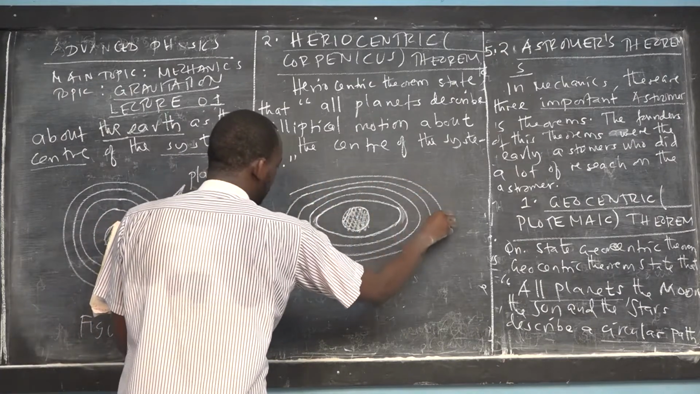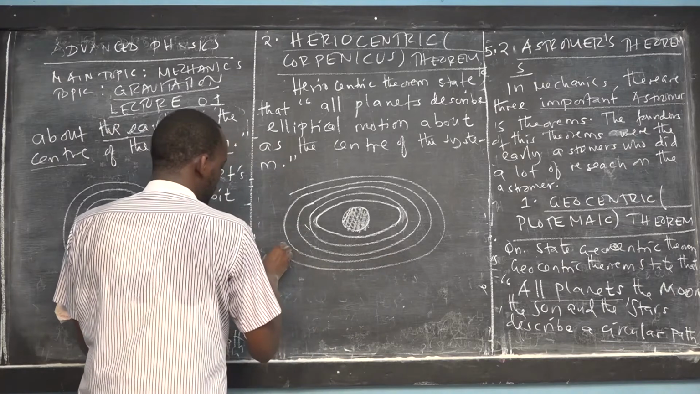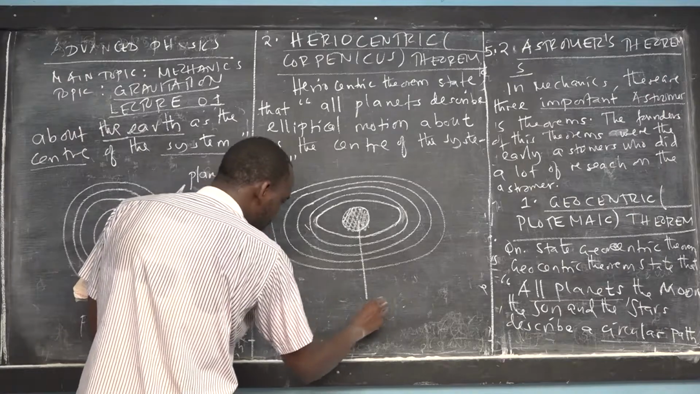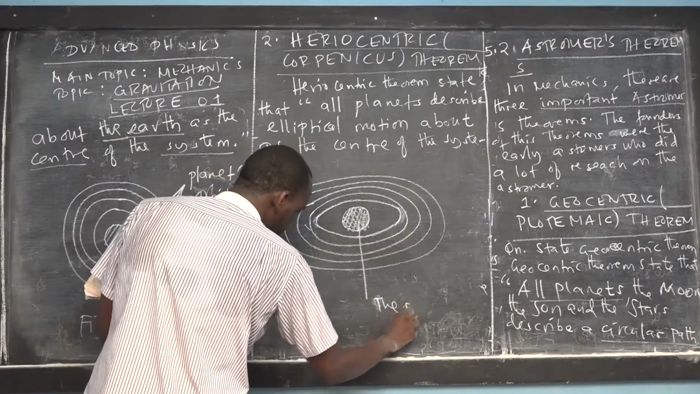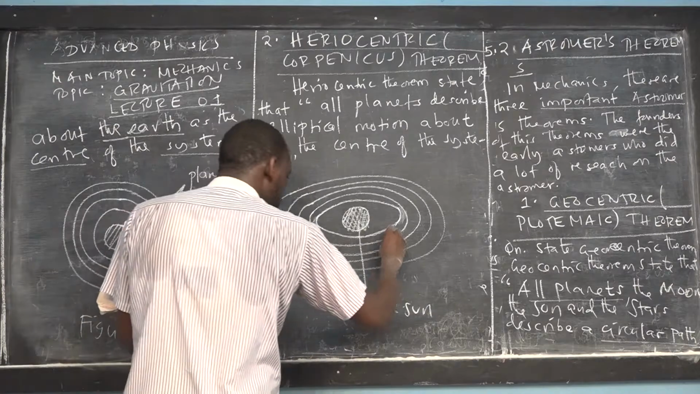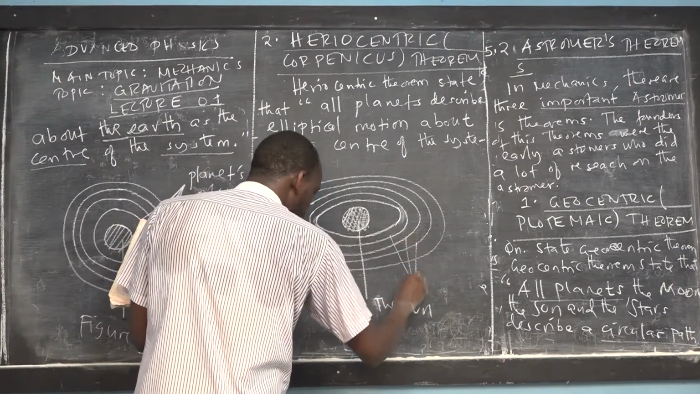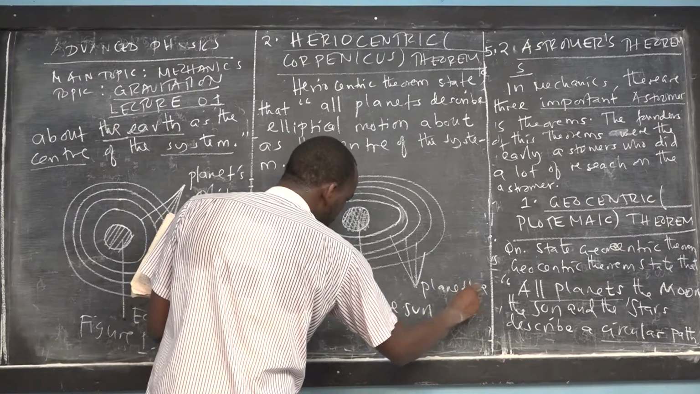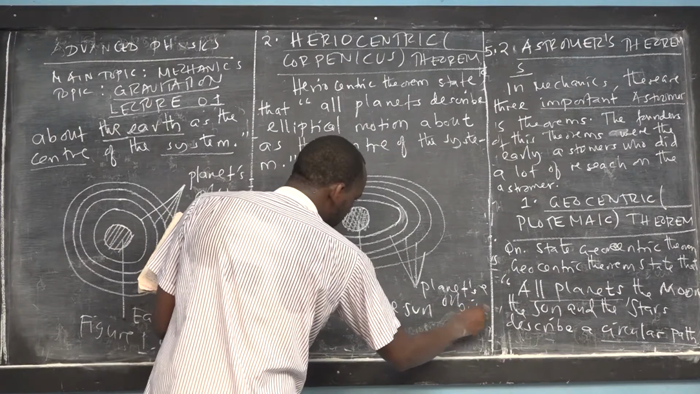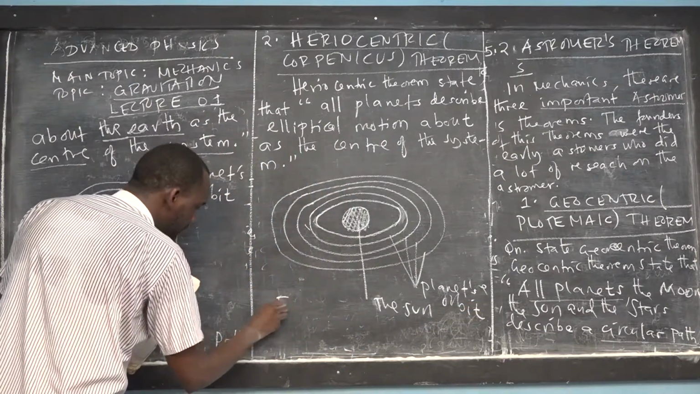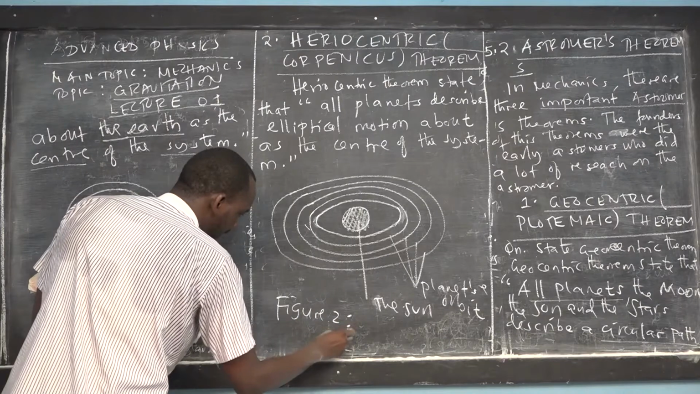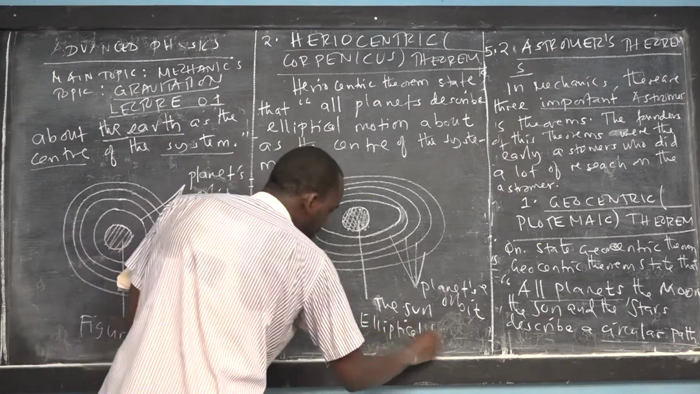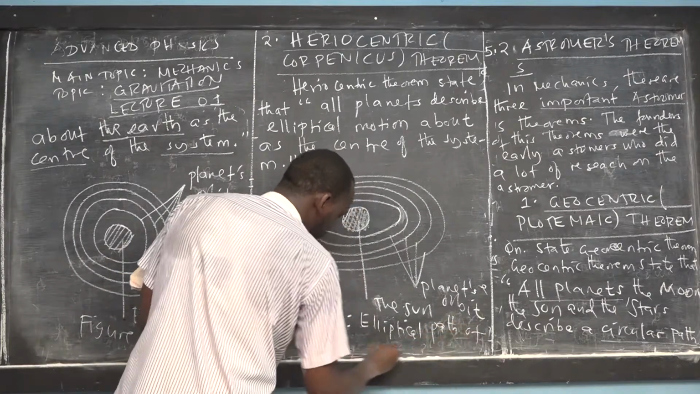So this is the elliptical path of the planets. We use good drawing devices. This is the sun, and all of these we call planetary orbits, planets' orbits. And this is figure 2, the elliptical path of orbits.